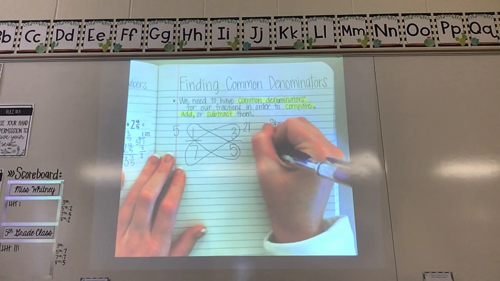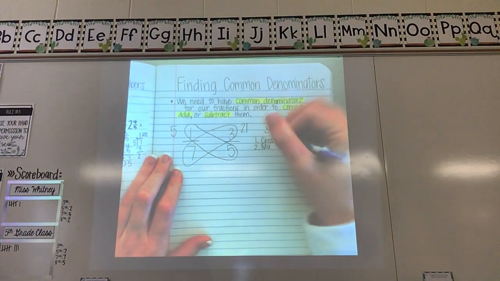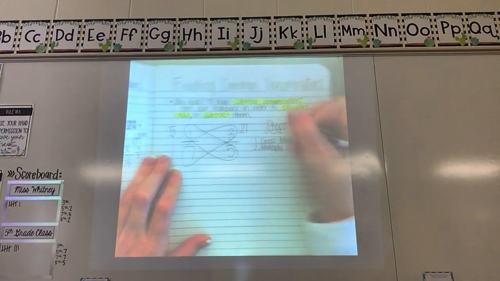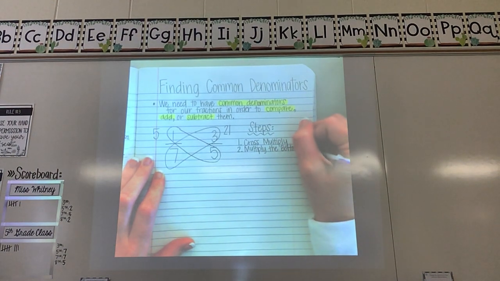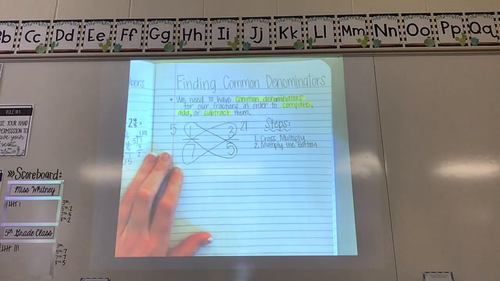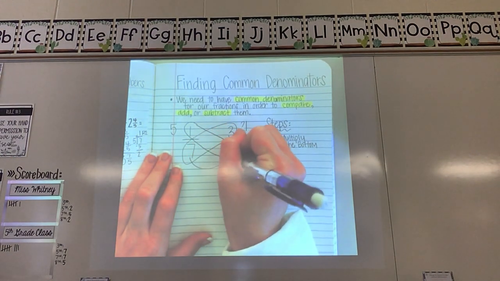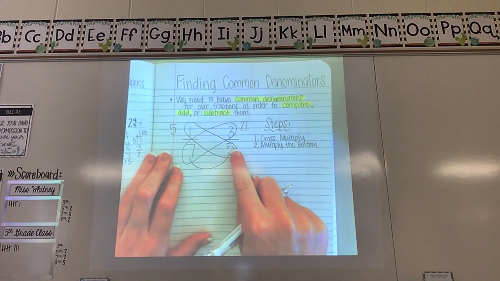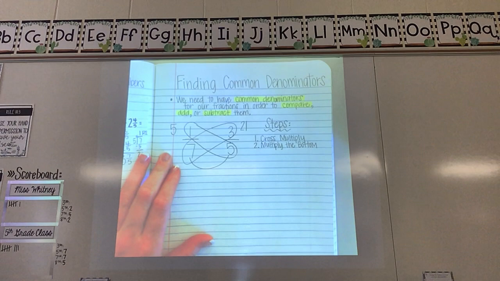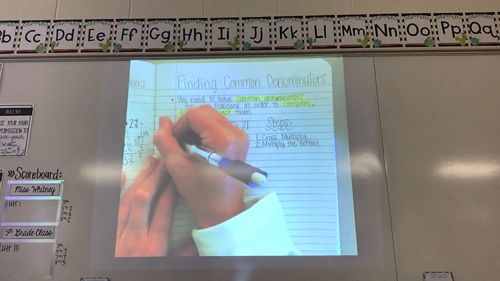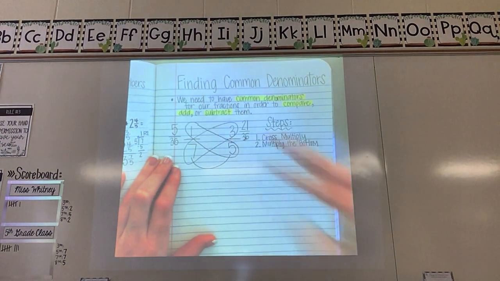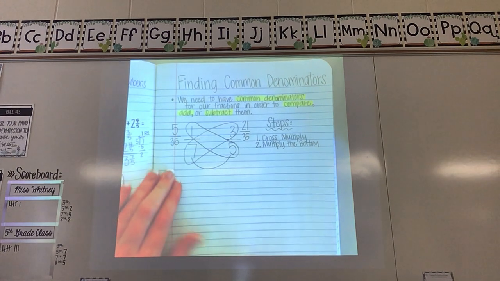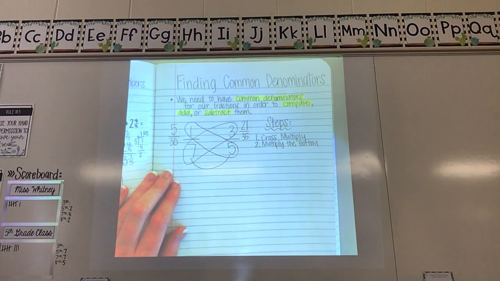Now we go on to step number 2, which is multiply the bottom. So once I have cross multiplied and I've written those numbers up there, I'm going to multiply the bottom. And I like to draw a little smiley face down here. 7 times 5, I'm thinking 35. When I get that answer, I'm going to put it underneath each one of these numbers that I just wrote over here. So 35 goes under both of them. Now I have new fractions that have the same denominator, which is exactly what I needed to do. So I have 5/35 and 21/35.